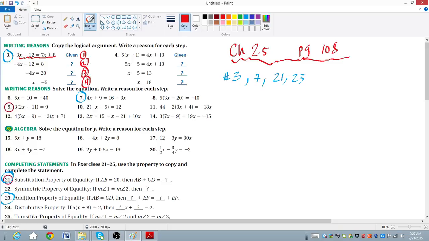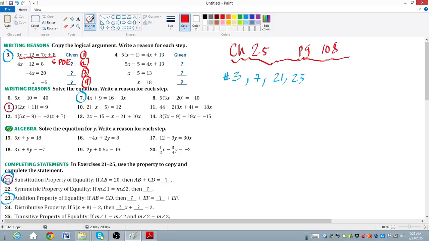So how do I get from line 1 to line 2? Well, if I look at this, I see that the negative 12 is still there, the 8 is still there, but the 7x is gone. So what really happened is that I subtract 7x to both sides. That's how I get that negative 4x. So this is the subtraction property of equality. POE for properties of equality and S for subtraction.